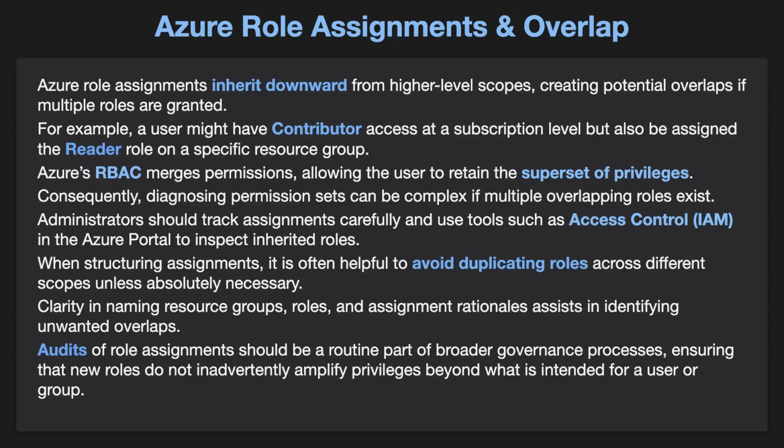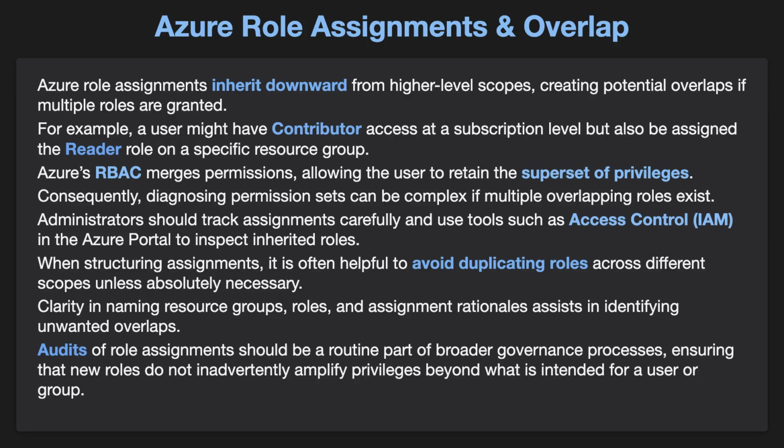Azure role assignments inherit downward from higher-level scopes, creating potential overlaps if multiple roles are granted. For example, a user might have Contributor access at a subscription level, but also be assigned the Reader role on a specific resource group. Azure's RBAC merges permissions, allowing the user to retain the superset of privileges. Consequently, diagnosing permission sets can be complex if multiple overlapping roles exist.